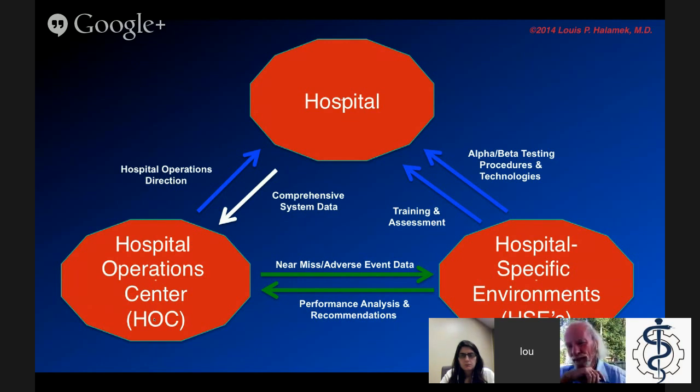And what we hope to see is that as comprehensive system performance data flows from the hospital into the op center, it's going to allow us to take those near misses and adverse events that occur on a daily basis in any hospital, recreate them in the hospital-specific environments, and come up with solutions after we analyze the performance of the people and systems that were in action during those events. We make recommendations which then come back as part of the overall hospital operations direction out of the op center. We also see those environments being used on the front end for training and assessment, and alpha and beta testing of procedures and technologies before they are implemented in the real world environment.